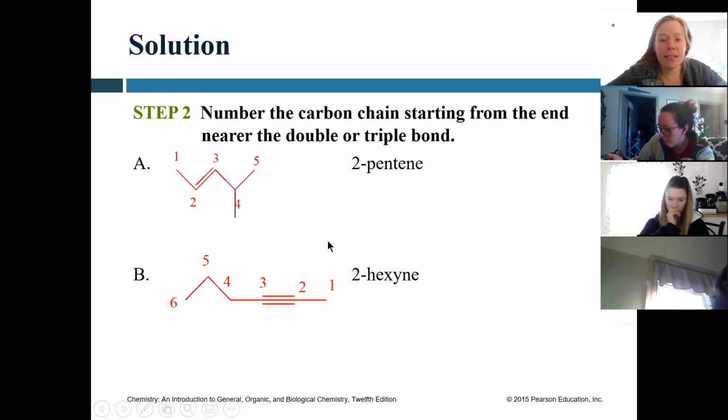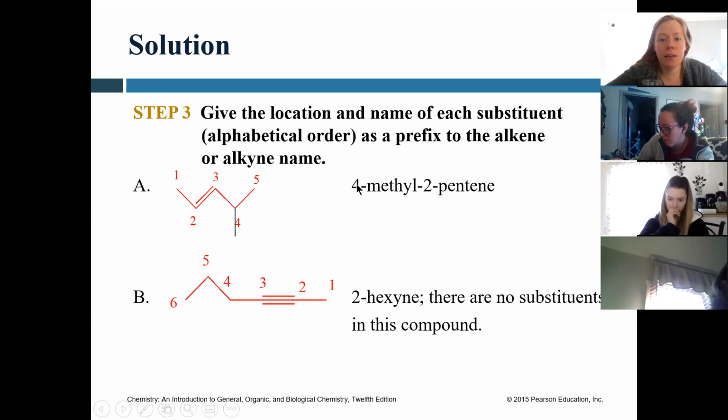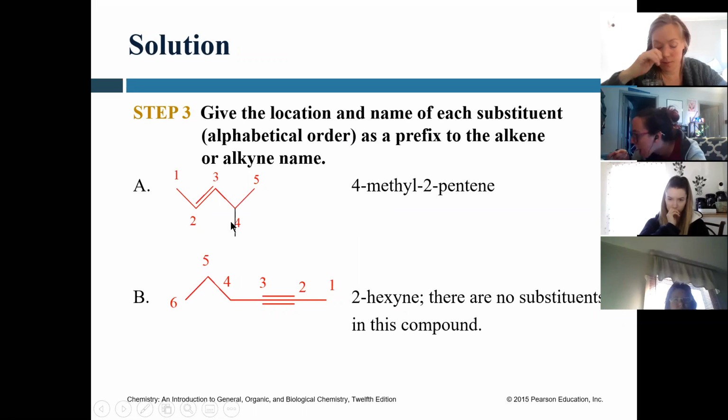So we've got our 2-hexyne, our 2-pentene, and then they add the 4-methyl in there. There are no substituents. There's no accessories on this one. So this is a relatively simple one.